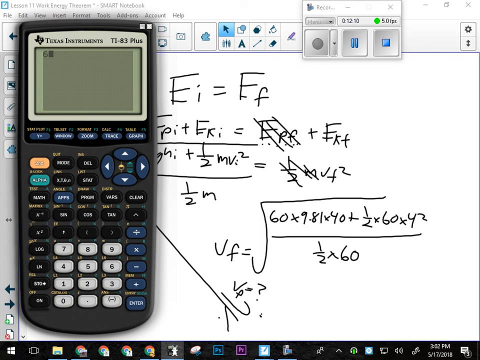Okay, so we've got 60 times 9.81 times 40, plus 0.5 times 60 times 16, that's 4 squared. All right, and then I'm going to divide that by half of 60, which is 30, and then I'm going to square root that.